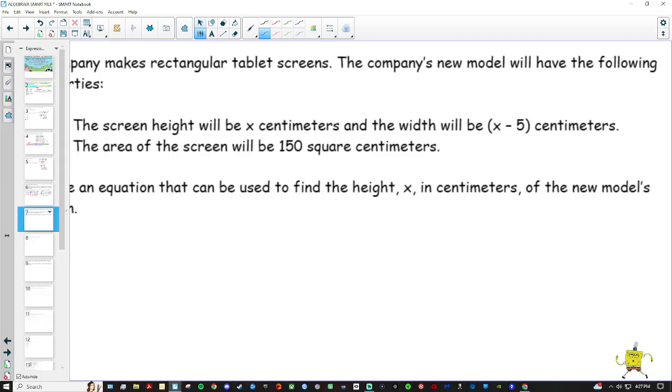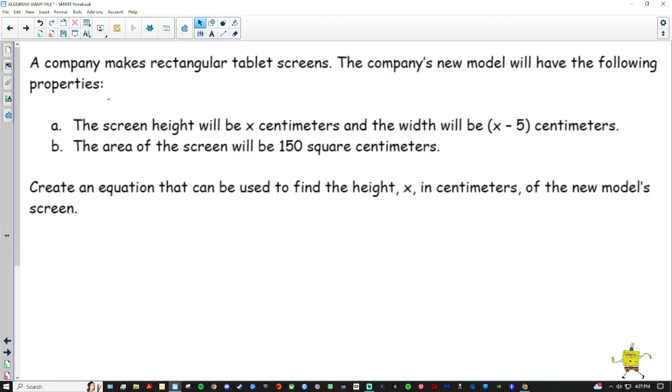Okay, we are on problem 6. A company makes a rectangular tablet screen. The company's new model will have the following properties. The screen height will be x centimeters, and the width will be x minus 5. A great thing to do is draw a picture. So we have a rectangular tablet. So let's draw a little rectangular tablet.